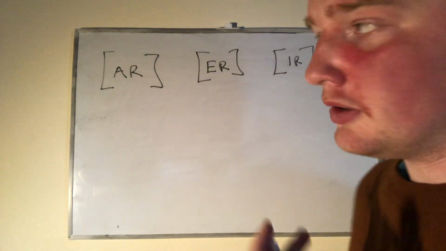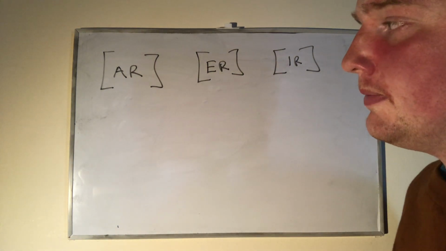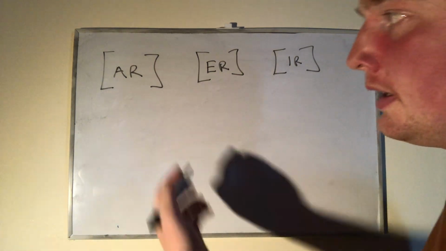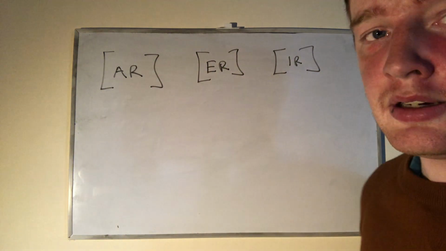So we'll begin. So we have three kinds of verbs which exist in Spanish in infinitive form. They consist of the following. AR verbs, ER verbs and IR verbs.